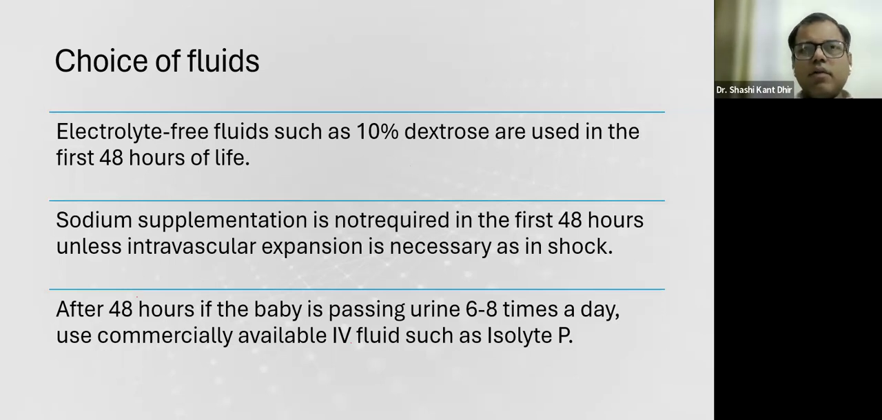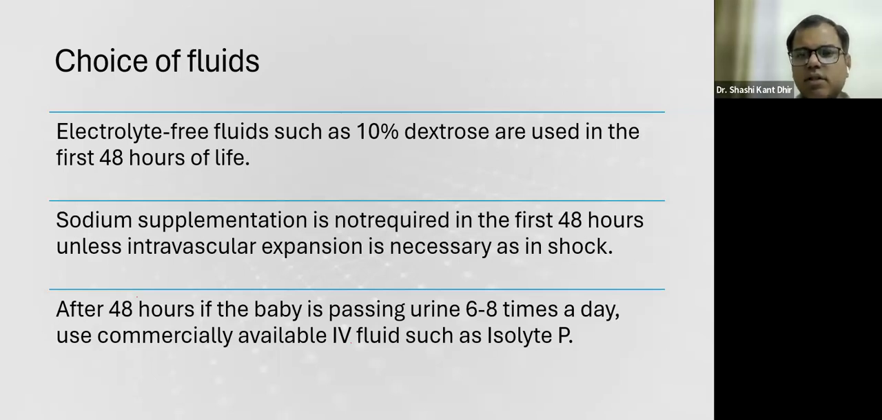So when we were doing our MD, we used to routinely give 5% dextrose to the babies who were weighing around 700 or 800 grams at the time of birth. But nowadays, with the advent of very good glucose monitoring machines, we do not need to start uniformly 5% dextrose in all the babies who are ELBW.